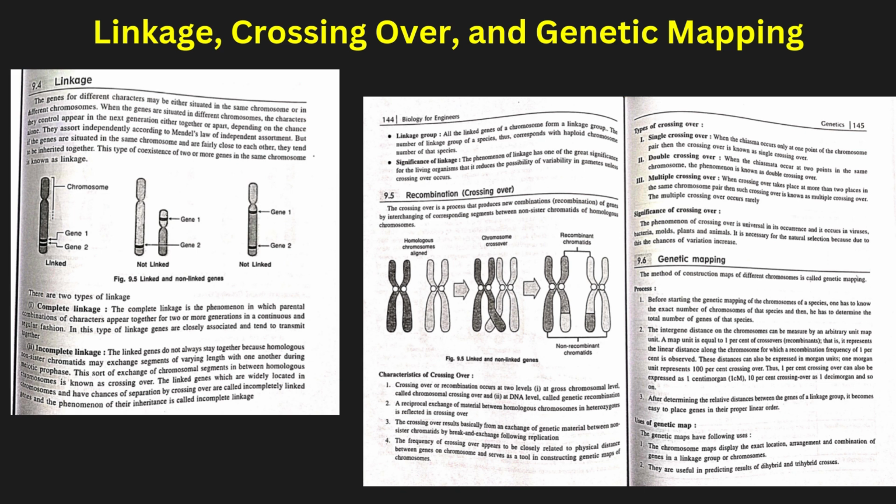So now, linkage, crossing over, and genetic mapping. Genes located close together on the same chromosome are linked and tend to be inherited together. However, during meiosis, crossing over, the exchange of genetic material between homologous chromosomes, can separate the linked genes, increasing genetic diversity. Scientists use genetic mapping to determine gene locations and study hereditary traits. These concepts are crucial in cancer research, genetic engineering, and agriculture, helping to develop disease resistant crops and targeted therapies.